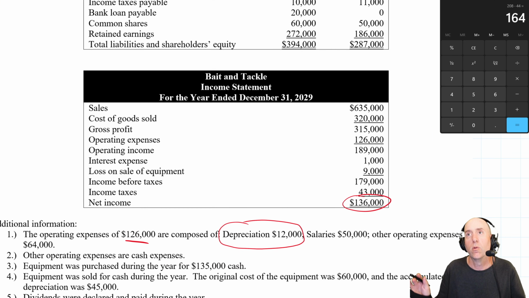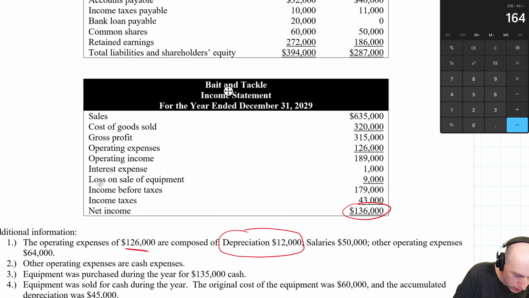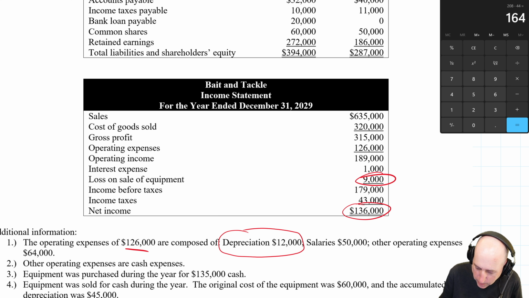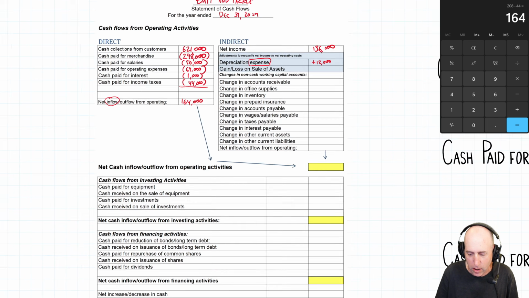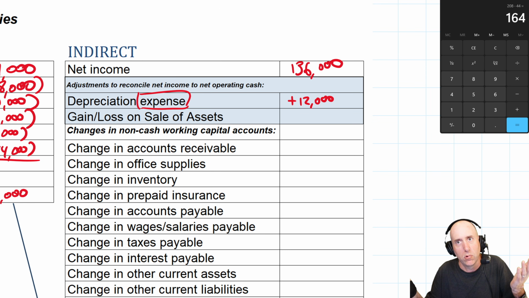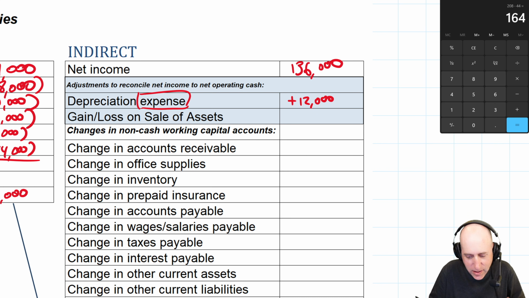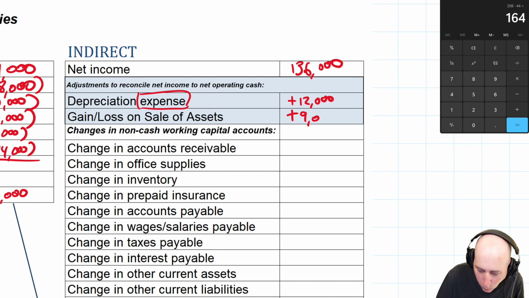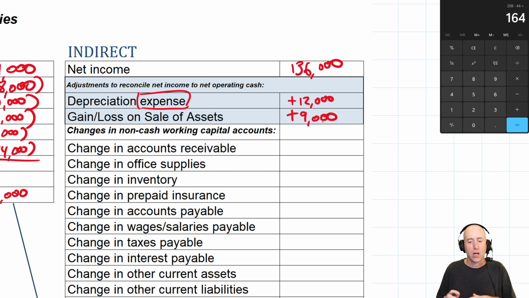And the reason is we are working backwards. So in notes, we have a loss on sale of equipment of $9,000. All right. So again, loss, normally a loss is a minus, but in this case, we work backwards. It's a plus 9,000.